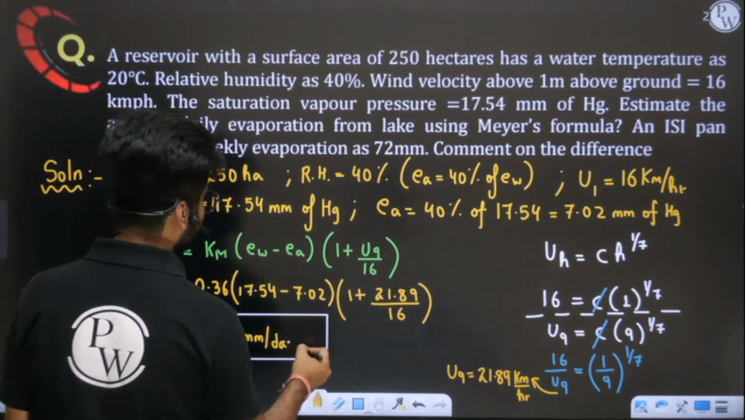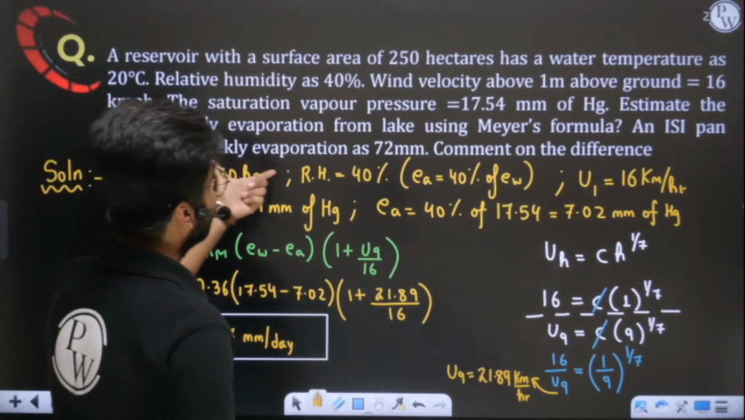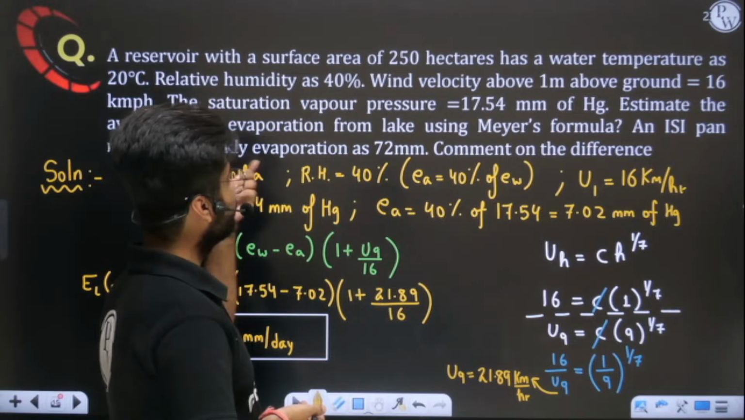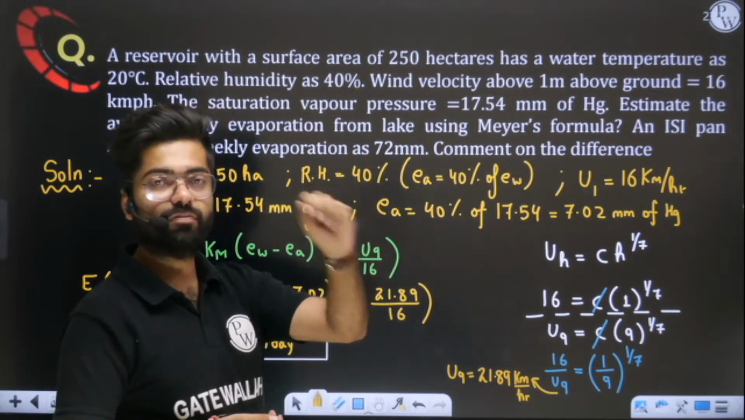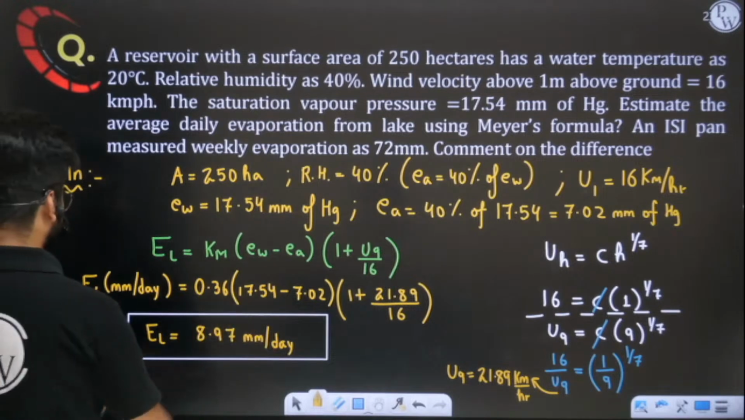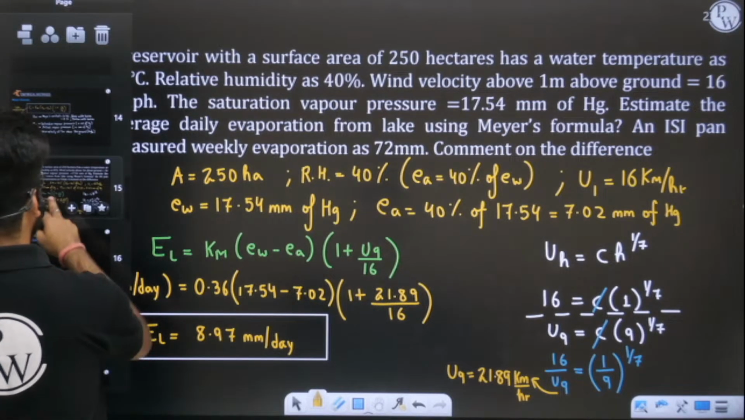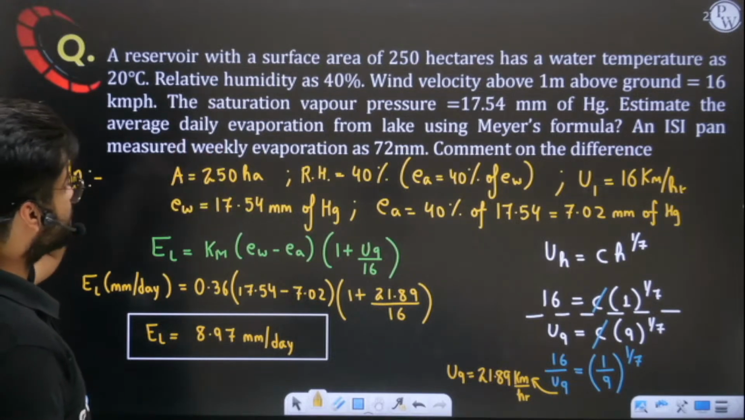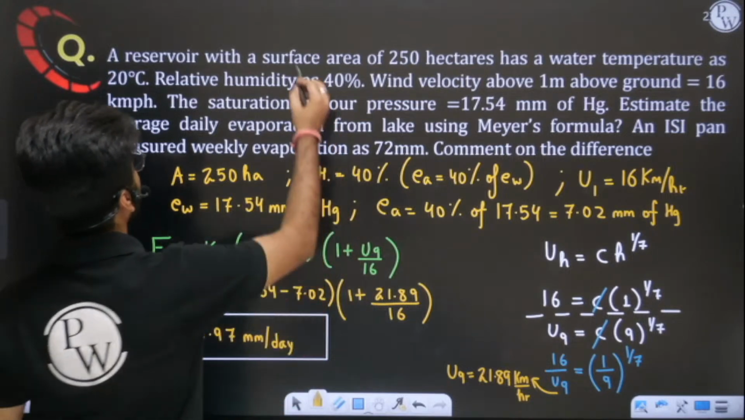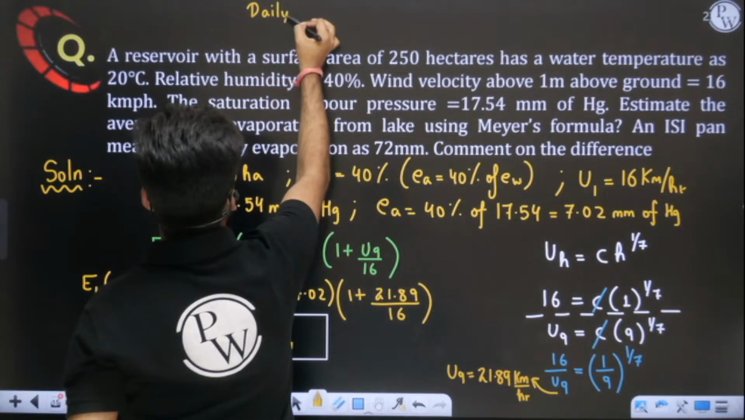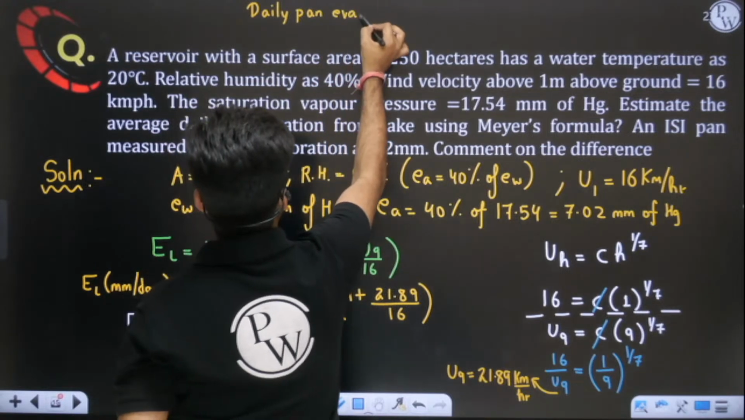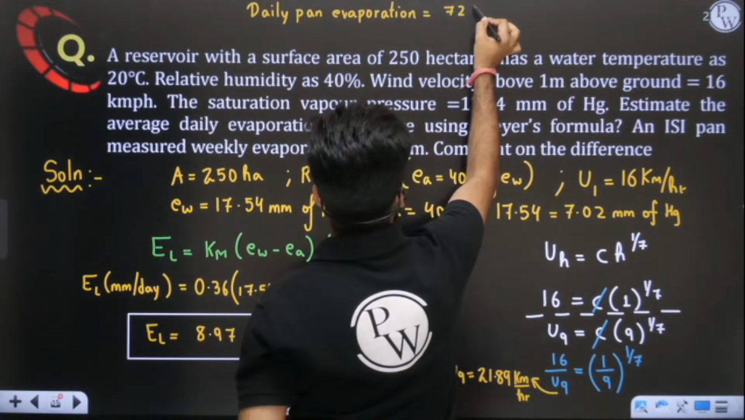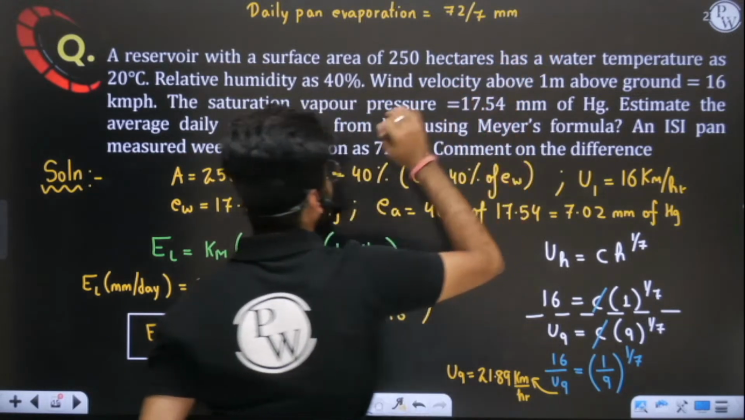Now the second part of this question says that in an entire week, we have an Indian standard pan, and in that pan we have 72 mm of evaporation. So how much will be the evaporation in one day? Daily pan evaporation will be, it's simple, 72 by 7. 72 is weekly evaporation, so obviously you have to divide by 7.